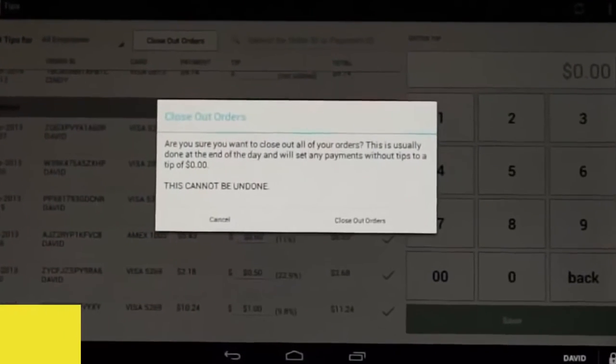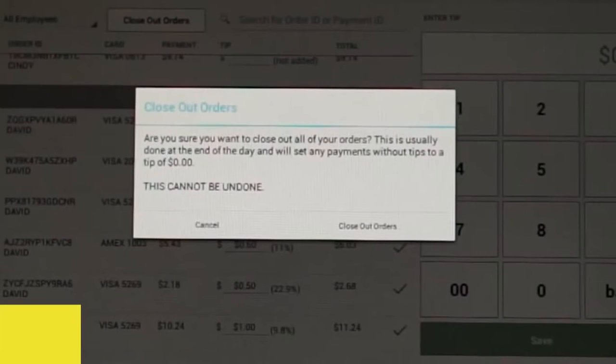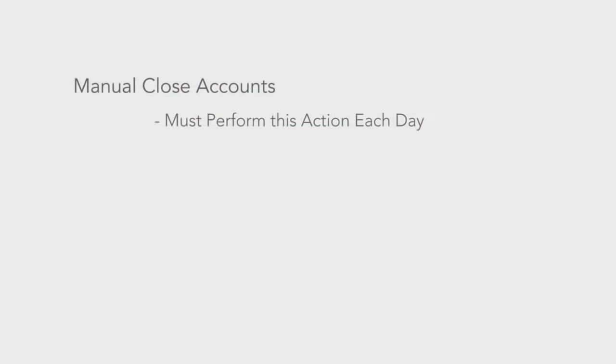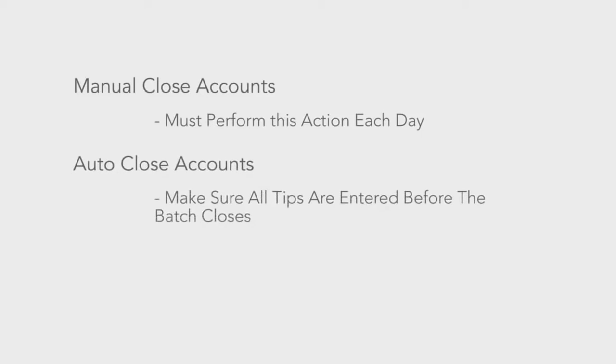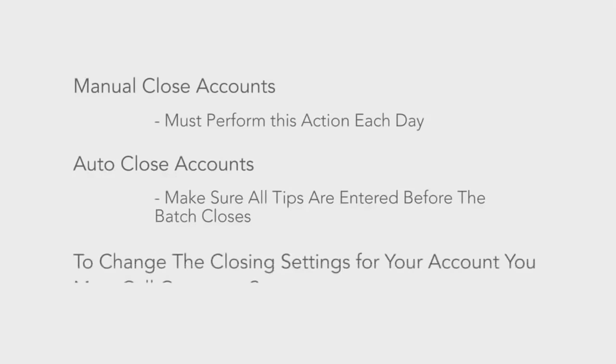You will then be asked to confirm that you are ready to close out all orders, as a reminder that this action cannot be undone. If you are ready, confirm by clicking Close Out Orders in the prompt. If your account is set up to manual close, you will need to perform this action each day to ensure you are funded for these transactions. If you're set up on auto close, make sure that all your tips have been entered before your batch closes. To change these settings, you must contact Clover support.